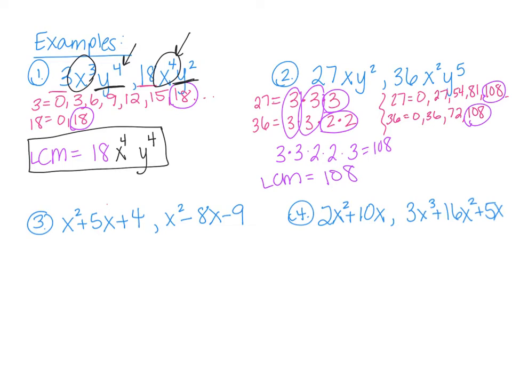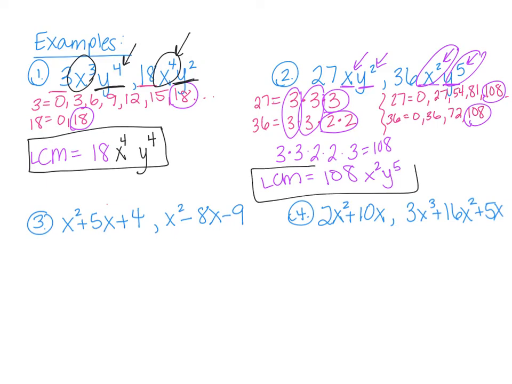Then I'm going to look at my variables. I see that I have an x. I see that I have a y. Now I need to come back and figure out what is the highest exponent connected to those variables. So I see I've got an x to the first power and an x squared. So I'm going to keep that x squared. I've got a y squared and a y to the fifth. So I'm going to keep the y to the fifth. All right, so that's going to be my least common multiple.